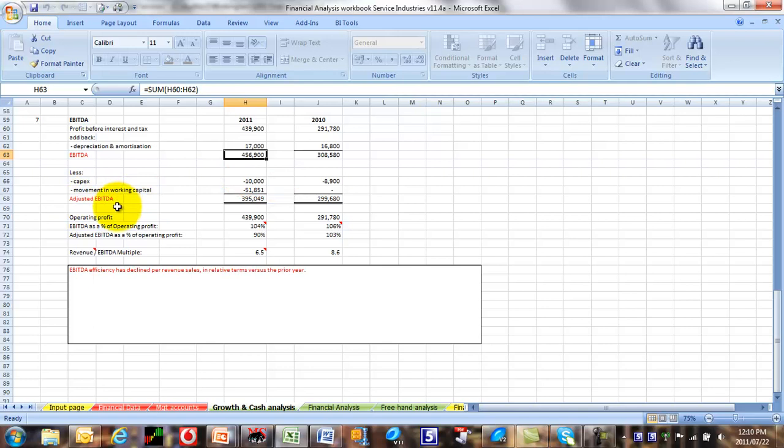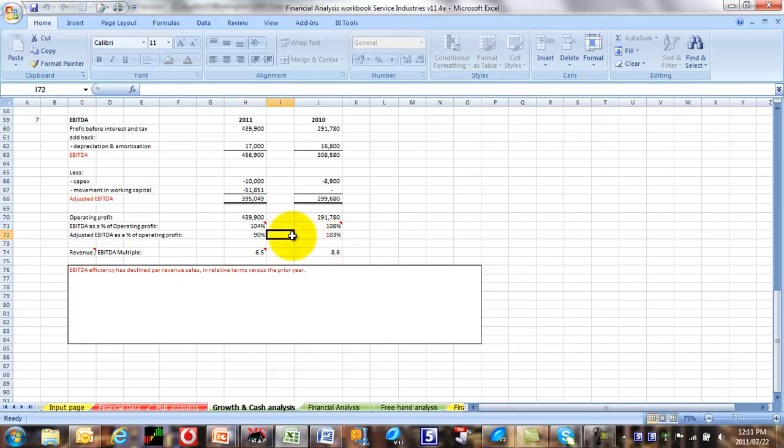I then do an adjusted EBITDA after adjusting for capital expenditures, and in this case an outflow of working capital. So we didn't turn all of our EBITDA into cash, and I take that resultant number and express it as a percentage of operating profit, and I see my adjusted EBITDA has declined from 103% to 90%, indicating a different story at the cash flow level. At the profitability level, my multiple is improving from 8.6 to 6.5, but at a cash flow level, my EBITDA adjusted for cash flow items has declined from 103% to 90%.